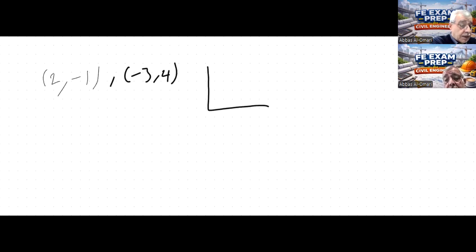So we have 2 points, point 1, 2, and -1. And the second point is -3 and 4. So we have 2 points in the Cartesian coordinates, x and y. This is x and y. And we want to determine the distance between them.